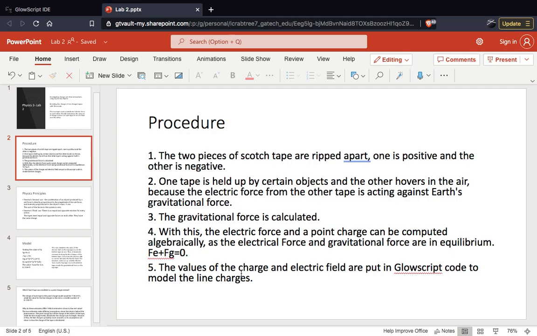So, the procedure is this. You have two pieces of Scotch tape which are ripped apart, and one has a positive charge and the other has a negative one. One tape is held up by certain objects and the other hovers in the air. This is because the electric force from the other tape, which acts against the top tape, goes against the Earth's gravitational force. By finding the gravitational force, we then can find the electrical force using algebra. This is because the forces of the electric fields and the force of gravity are equal and opposite. They both sum up to equal 0. The values of the charge and the electric field are put into GlowScript in order to model the line charges.